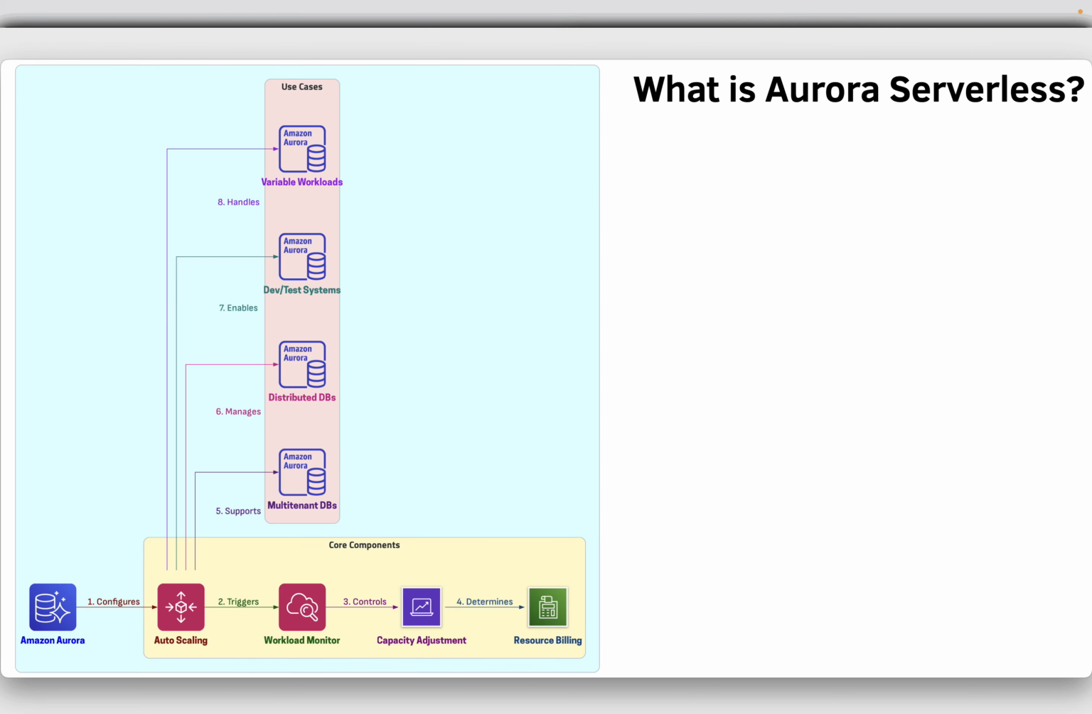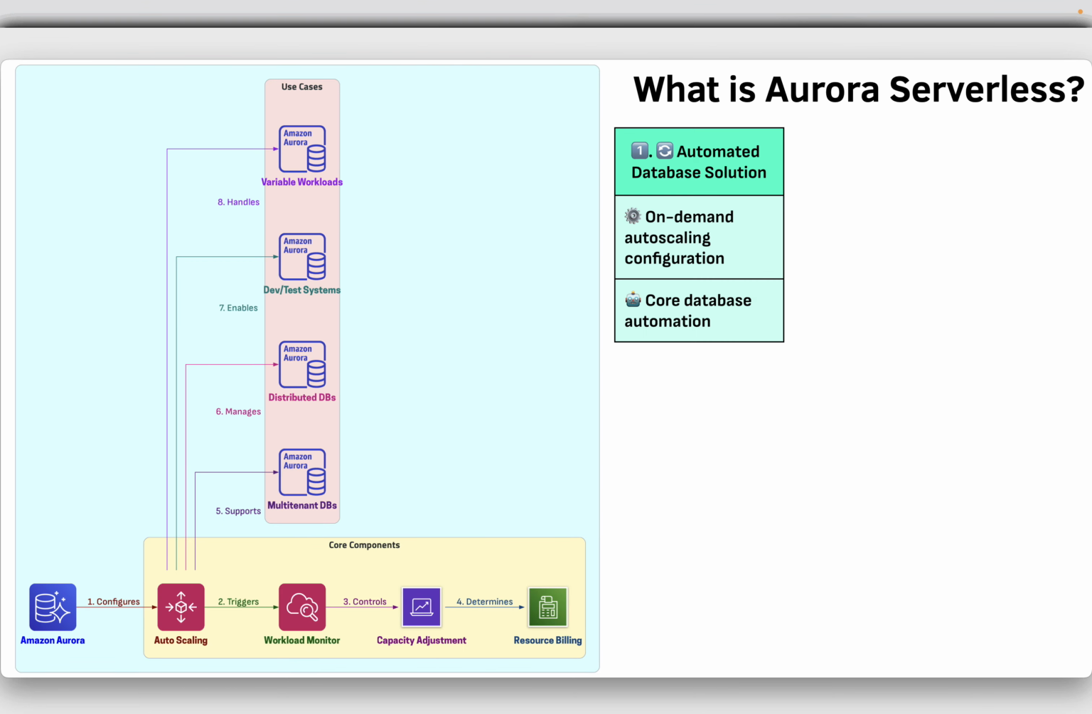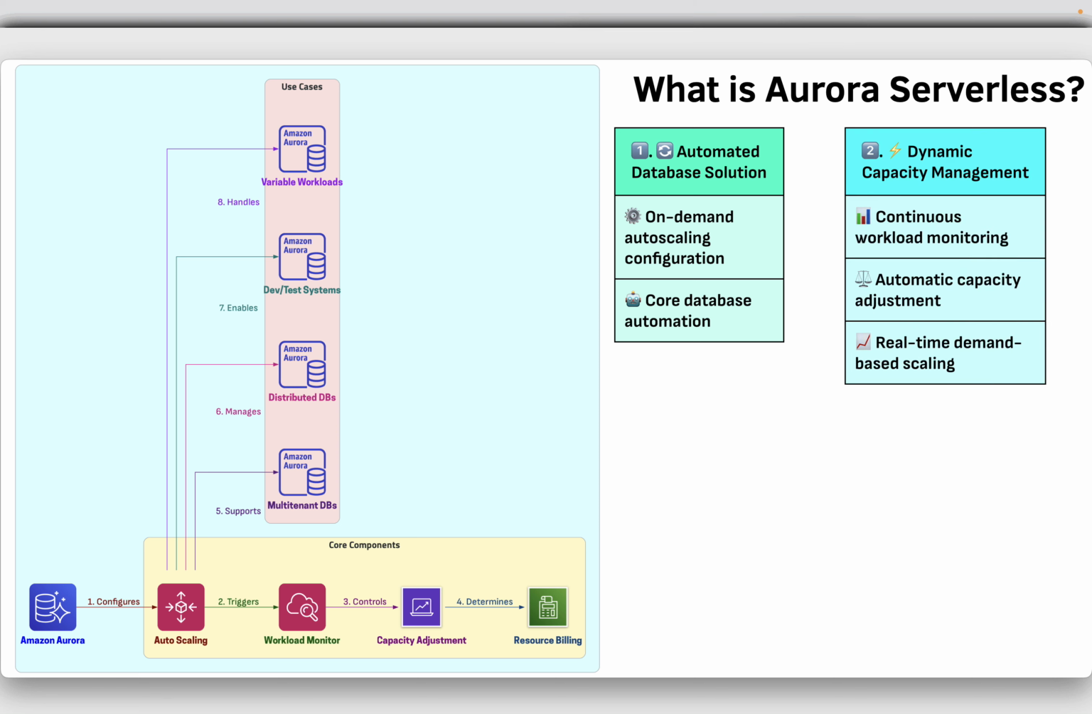So what is Aurora Serverless? Aurora Serverless V2 represents Amazon Aurora's advanced configuration that provides on-demand auto-scaling capabilities for database management. This version brings automation to the core of database operations. The system continuously monitors your database workload and automatically adjusts capacity based on real-time application demands. This removes the burden of manual capacity management and ensures optimal performance.